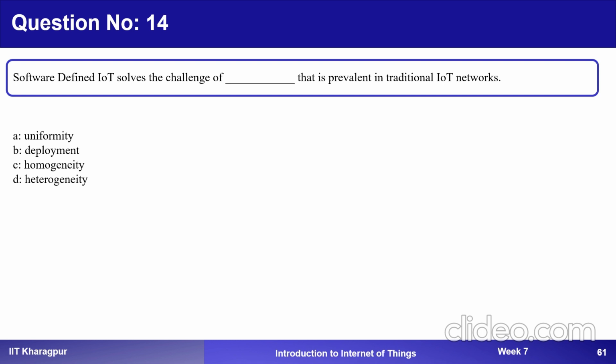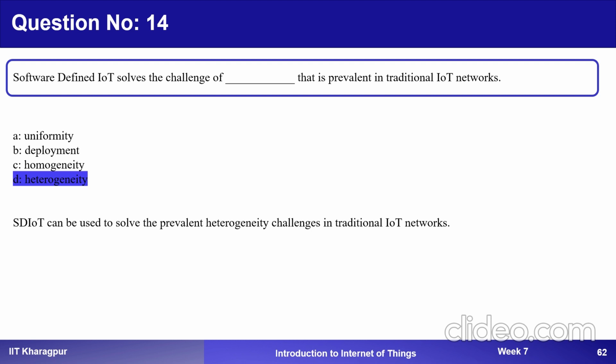Next question is, software defined IoT solves the challenge of blank that is relevant in the traditional IoT networks. Options are uniformity, deployment, homogeneity, heterogeneity. Option D, heterogeneity. It's heterogeneity because every switch is vendor specific. It is difficult to achieve interoperability, right?